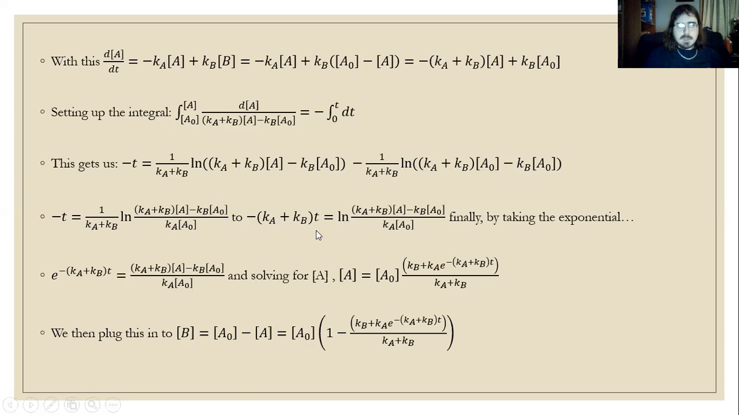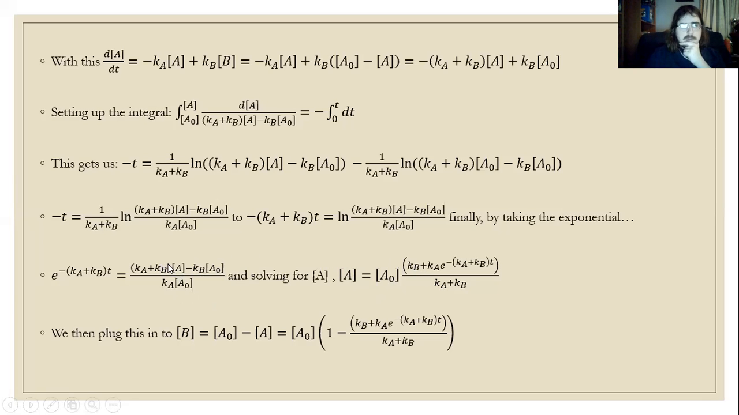Finally, if you take the exponential of both sides, you can get Ka and A0 on the other side, and add Kb, A0, and divide by Ka, Kb to get just in terms of A. So for this, where you have the concentration of A, you put A0.